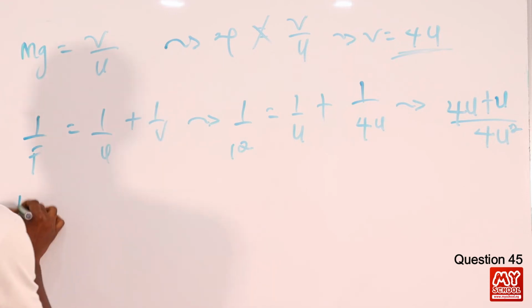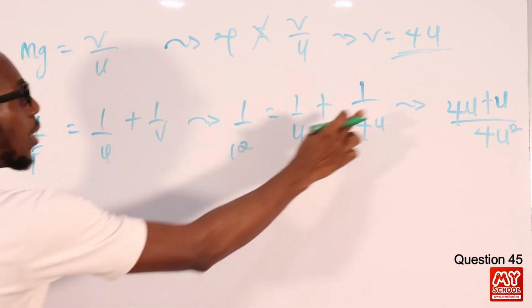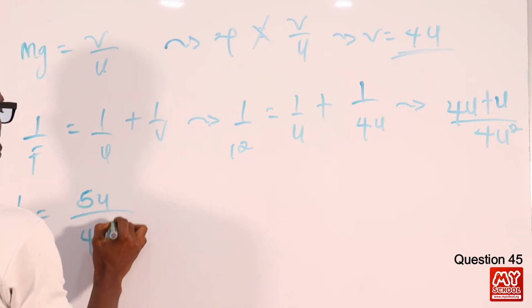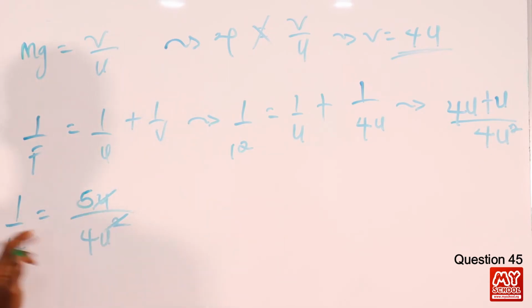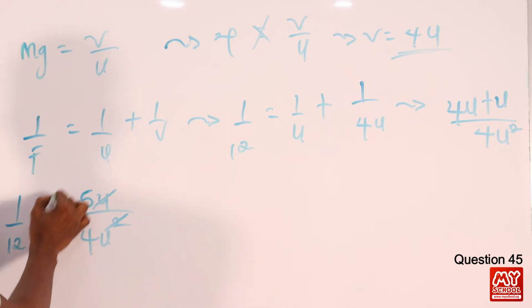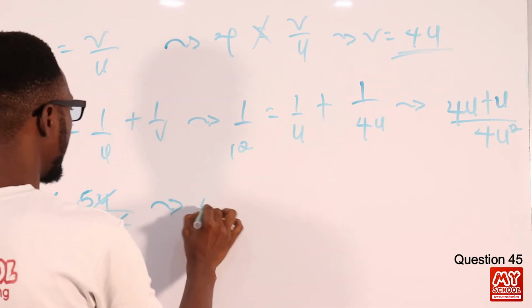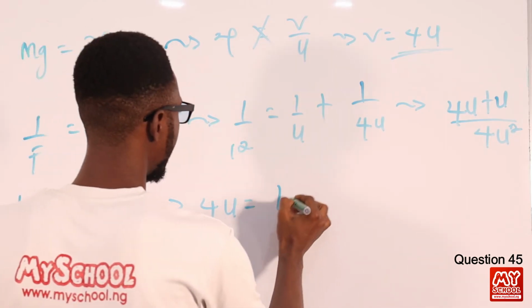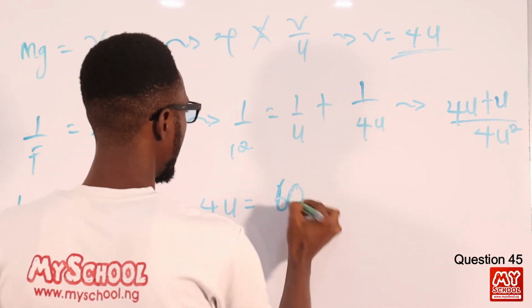So basically, I have 1 over 12 equals 4U plus U. I have 5U over 4U squared. So U we cancel the square, so I'm left with 5 over 4U. By the time I cross multiply, I will have 4U times 1, that's actually 4U, equals 12 times 5, that is 60.